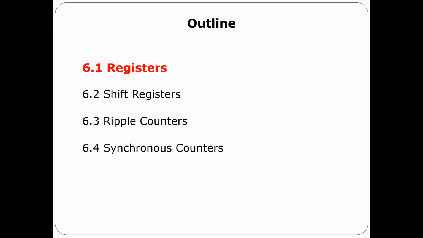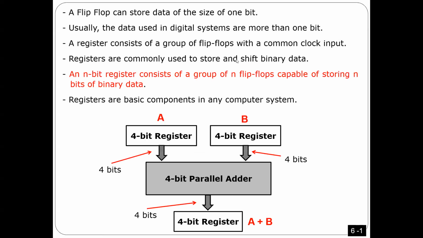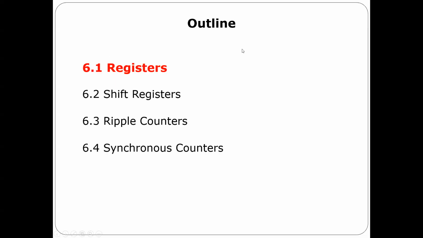So let's start with the first one, register. What do you mean by register? I'm going to tell you. Remember when I explained the flip-flop, what did I tell you? I told you a flip-flop is a storage unit that can store only 1 bit. However, in any digital system, numbers are usually greater than 1 bit. If I get a number from the memory, this number can be 8 bits, 16 bits, something like that.